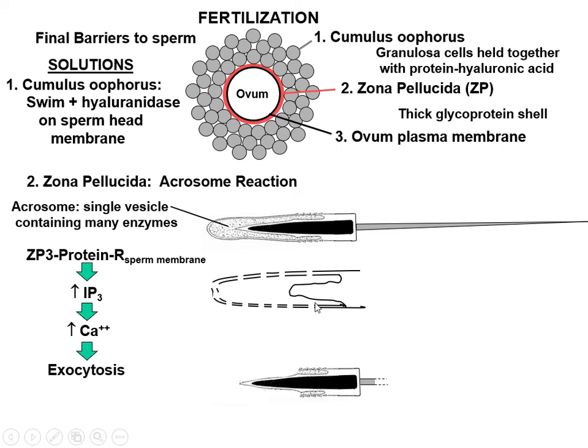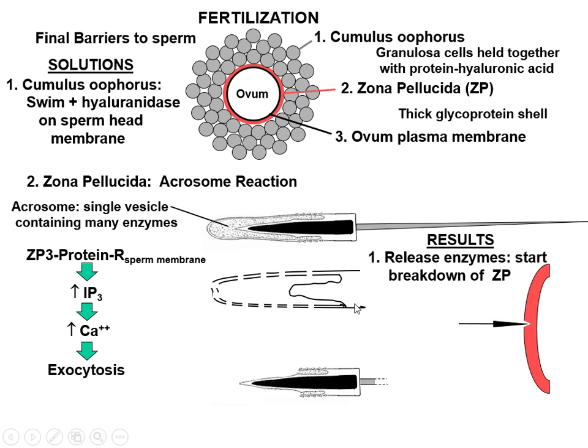Now this process has three important effects. One, it releases enzymes, and this starts to break down the zona pellucida, but these enzymes themselves are not in high enough concentration for a long enough period of time to get all the way through the zona pellucida. So it's basically making a little nick on the surface of the zona pellucida near the head of the sperm.